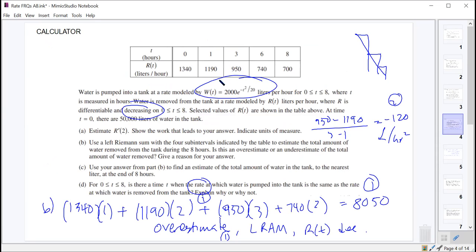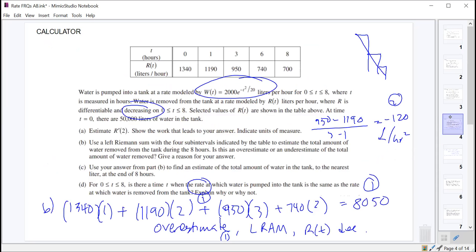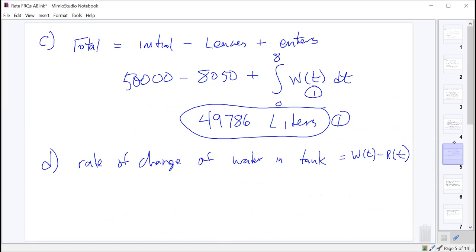Should be the amount pumped in minus the amount pumped out. Should be W of T minus R of T. Well, in order for the rate at which it's pumped in and the rate at which it's pumped out to be the same, that would mean that R minus W would need to equal 0. Right?